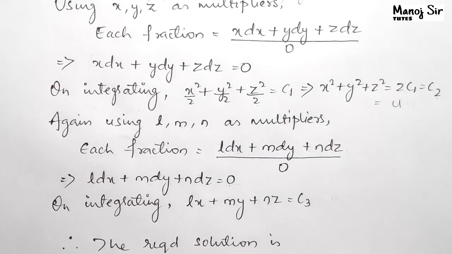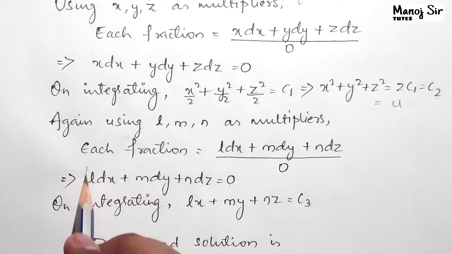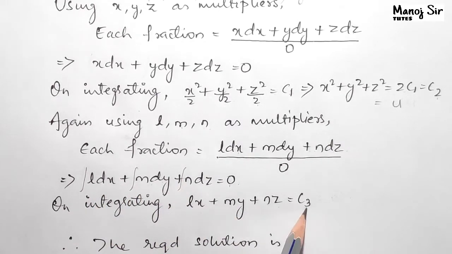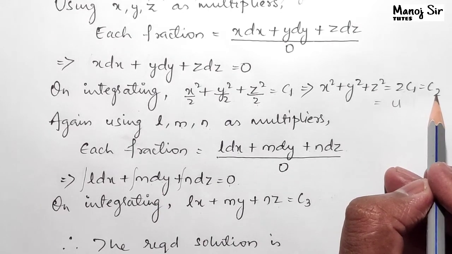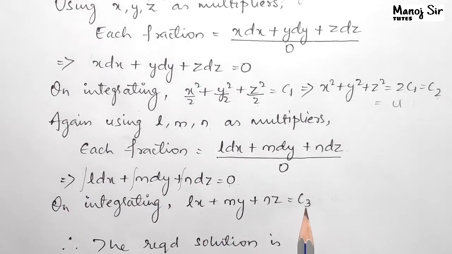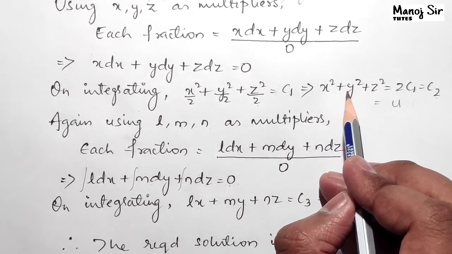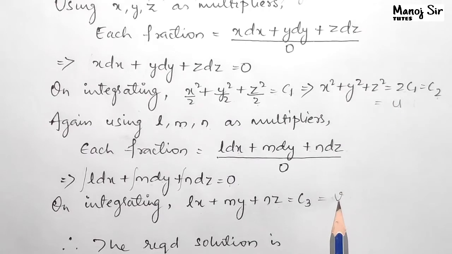Okay. Now we need to integrate. So on integrating, you will get L into x plus M into y plus N into z equals to, here we have used C2 as constant, here we need to use C3 as integration constant. So this is again a function of x, y, and z. So we will name this as v. Here we have u equals x square plus y square plus z square. Here we have v equals lx plus my plus nz.